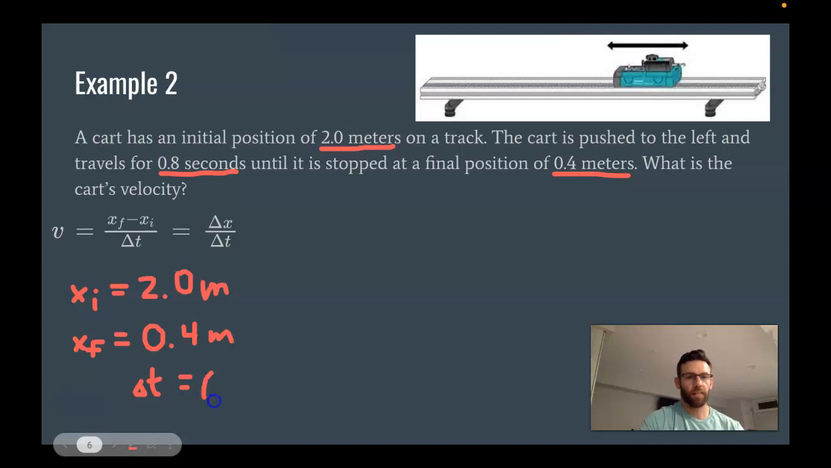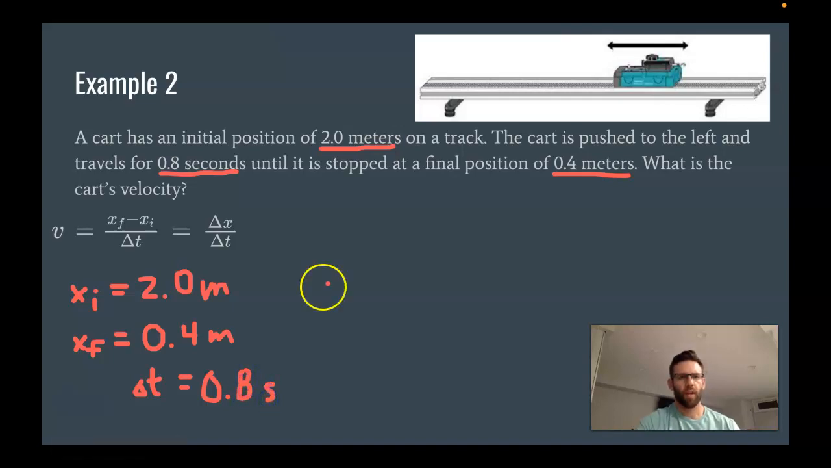All right, and my time is 0.8 seconds. Okay, so now I have my knowns. I don't know velocity. I'm trying to figure out what velocity is. But I have an equation right here that relates those things, especially this part right here. I have final minus initial divided by my change in time.